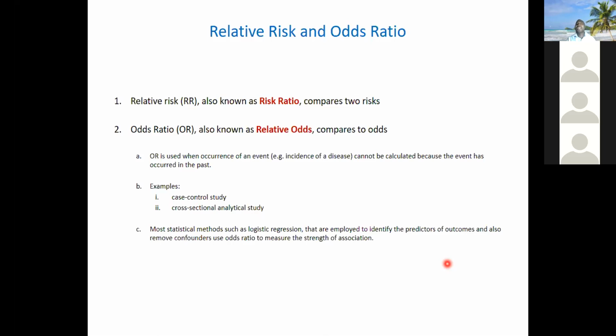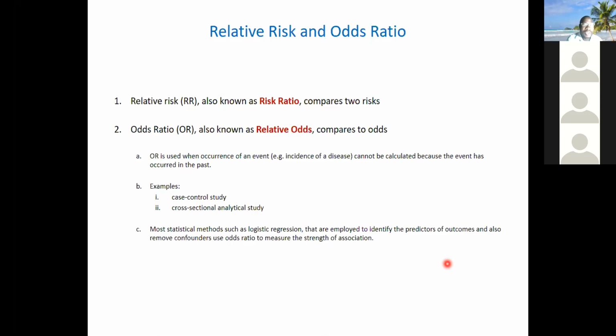When you look for the cases, you now look for similar people, who apart from that disease are similar in many things. Those other people will serve as controls. That's why they call it case control. So in that case, since the event has already happened, you cannot be calculating risk or probability. You can only calculate odds.